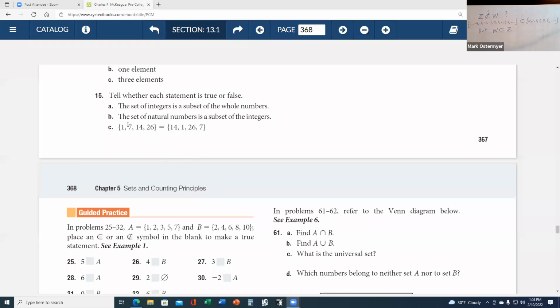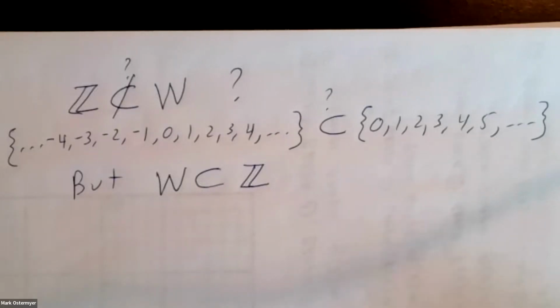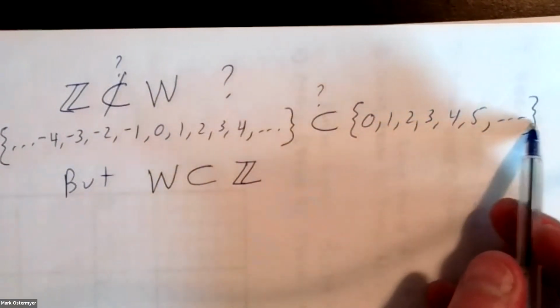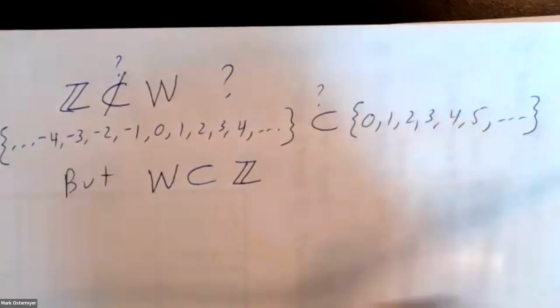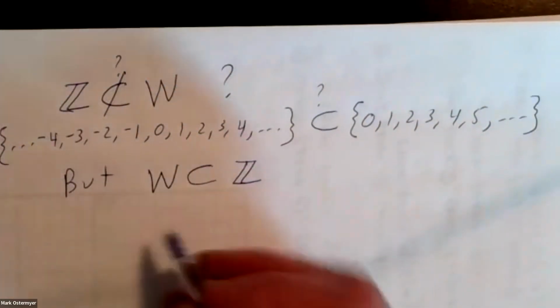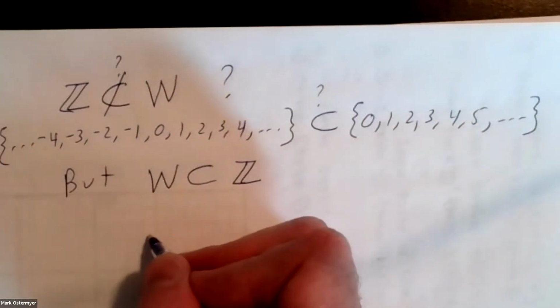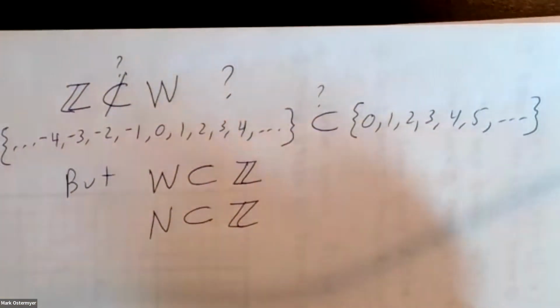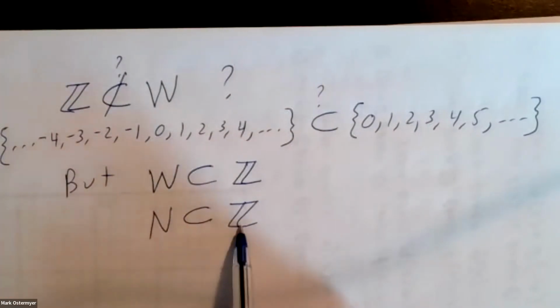All right, 15B, the set of natural numbers is a subset of integers. Is every natural number also an integer? Is every natural number, which is 1, 2, 3, 4, 5, 6, 7, all the way onwards, upwards, also in the set of integers? The answer is yes. So therefore, the set of natural numbers is indeed a subset of the set of integers, because every natural number is also an integer.